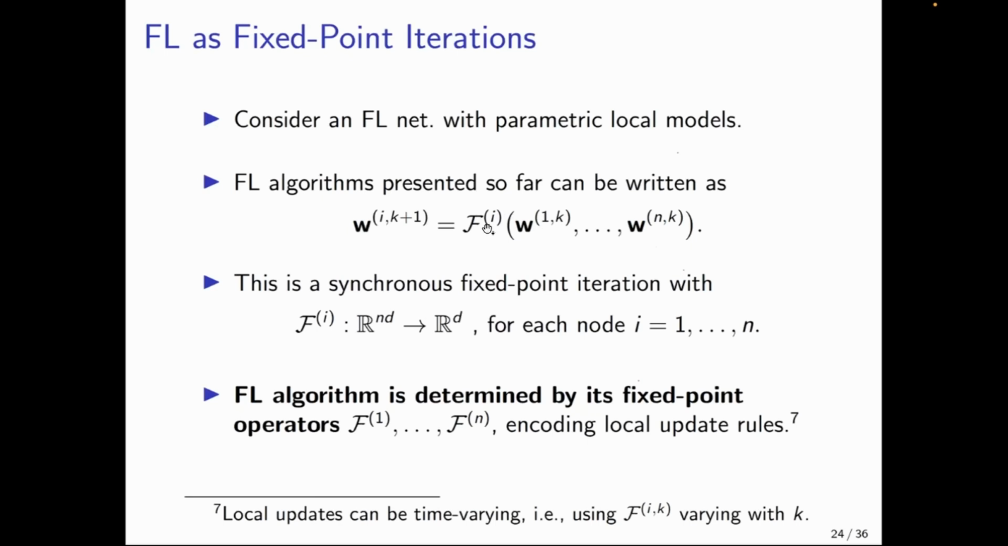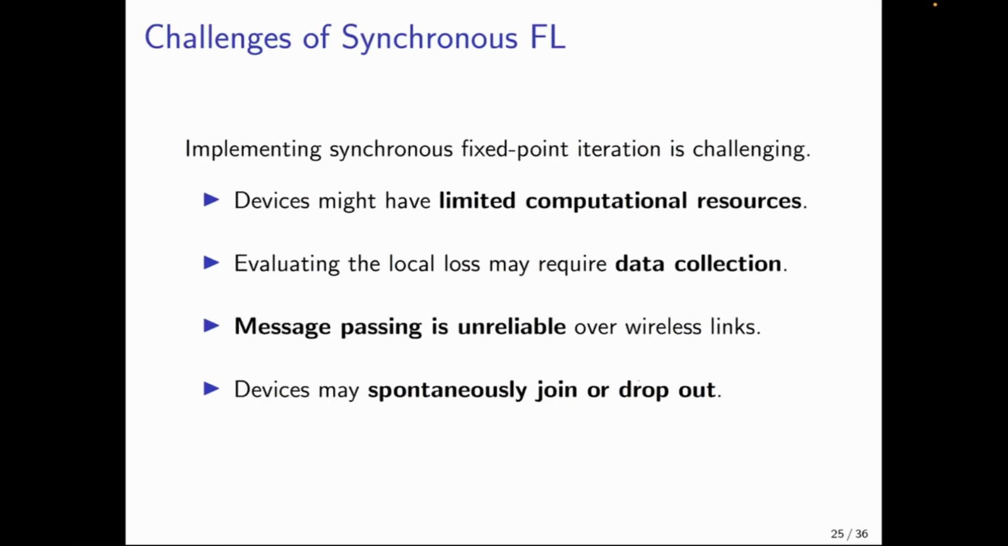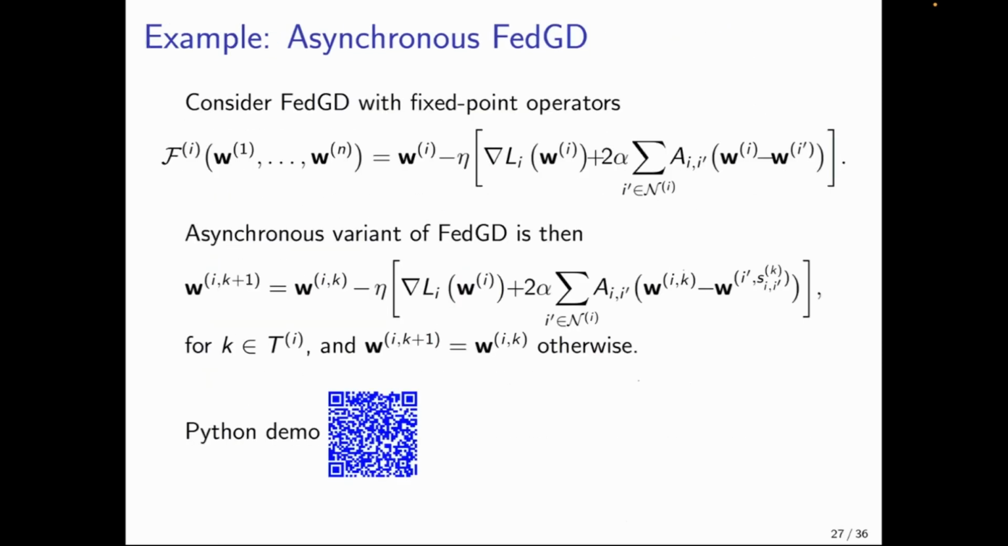It might be a nice exercise to work out what this operator is for federated gradient descent, for federated averaging, and for FedProx. I worked out the example here for gradient descent. For gradient descent, the operator looks like this. It uses the gradient of the local loss function and these coupling terms. This is one possible choice for this operator F^i, and if you use this choice, the algorithm that you obtain is federated gradient descent.